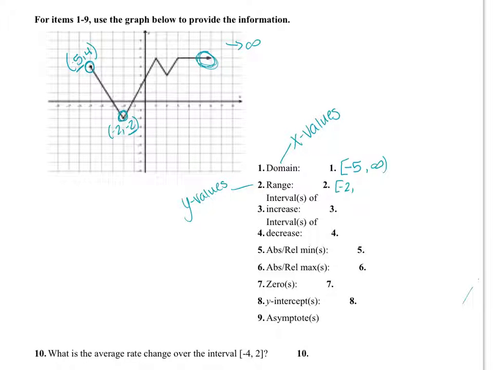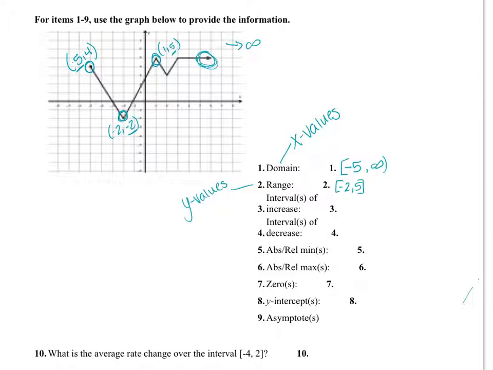And we go from the bottom all the way up, and we find our highest point, which is 1, 5. The y value with that is 5. Since it touches 5, it also gets a bracket.